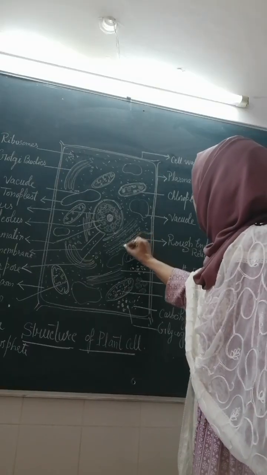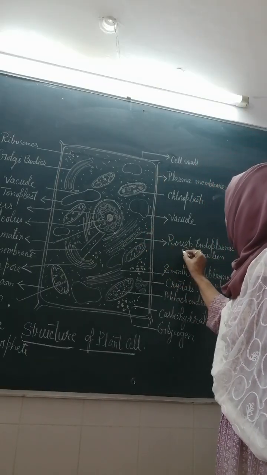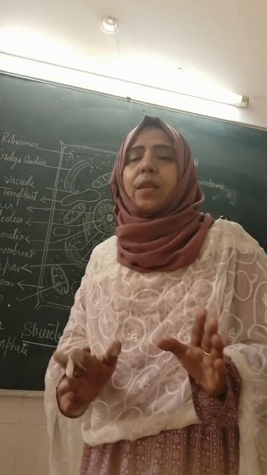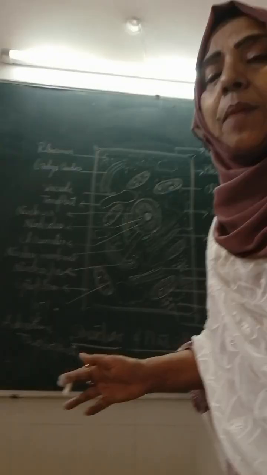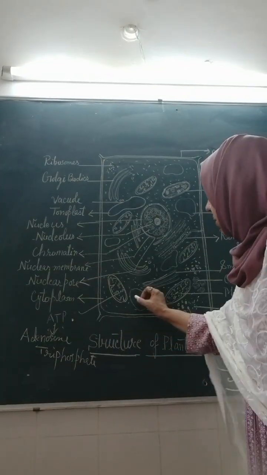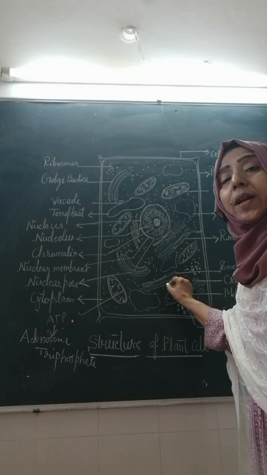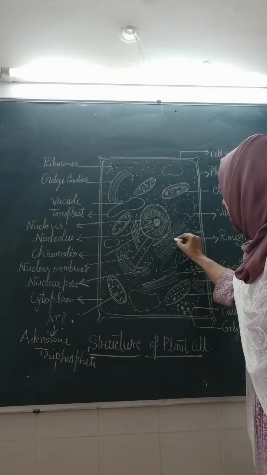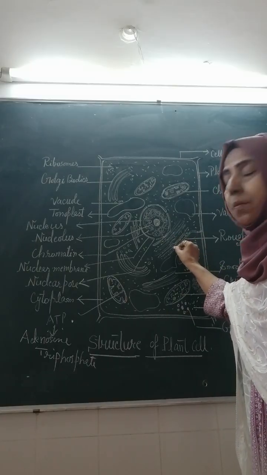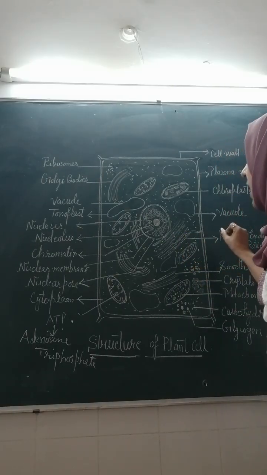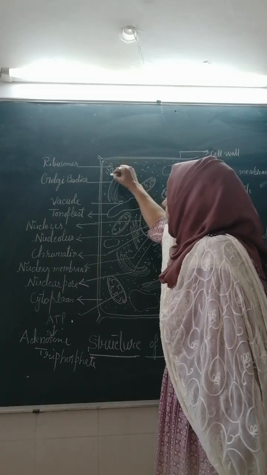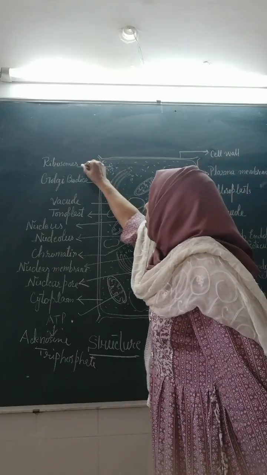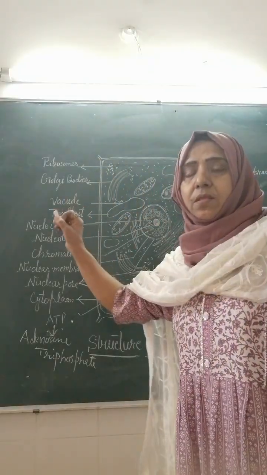When ribosomes, these dot-like structures, are attached on their walls, they are called rough endoplasmic reticulum. When ribosomes are not attached on their walls, or their walls are smooth like this, they are called smooth endoplasmic reticulum. When ribosomes are attached, they help in protein synthesis. I have shown these dot-like structures here clearly. These ribosomes play an important role in protein synthesis.